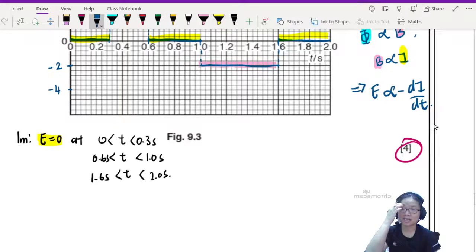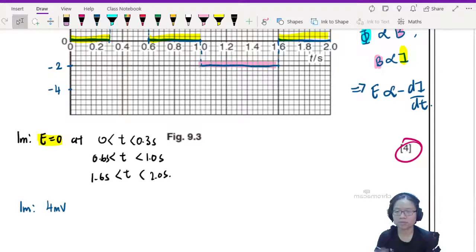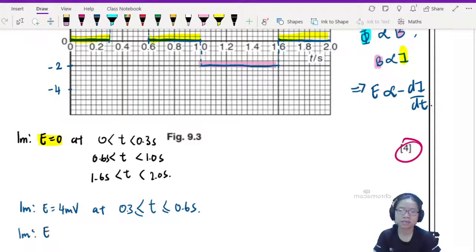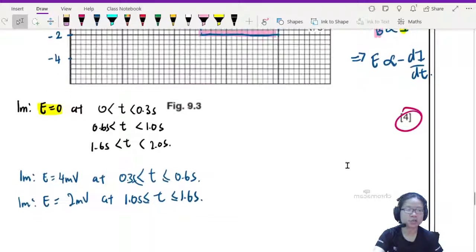Second mark is for the actual 4 millivolt. 4 millivolt, or E is equal to 4 millivolt at t between 0.3 to 0.6 second. Okay, one more mark. E is equal to 2 millivolt at 1.0 second to 1.6 second. Okay, and the final mark is the reverse polarity.